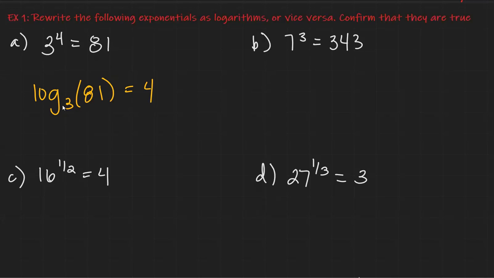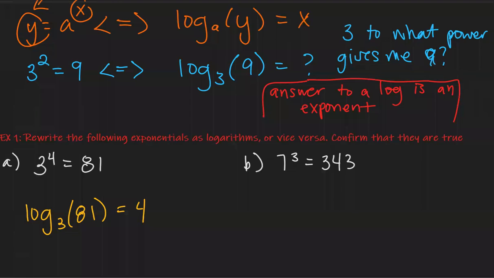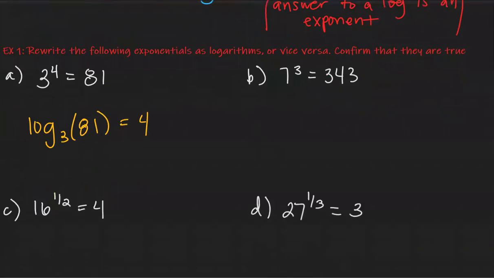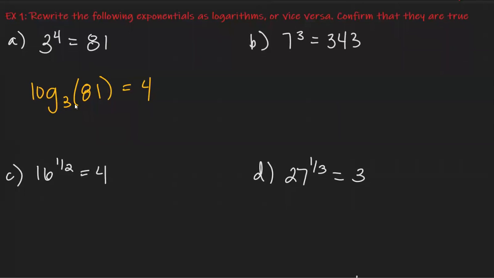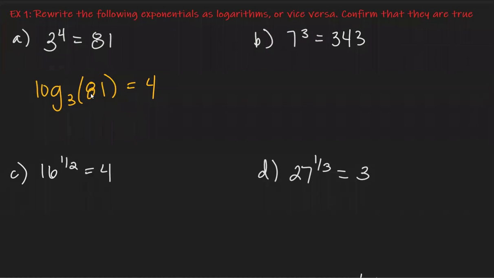Let's just confirm. The little question we ask ourselves: 3 to what power gives me 81? That's pretty much what I'm asking myself here. It's 4. 3 to the 4th power is 81, and we know that from here. So this is the rewritten version of this fact.